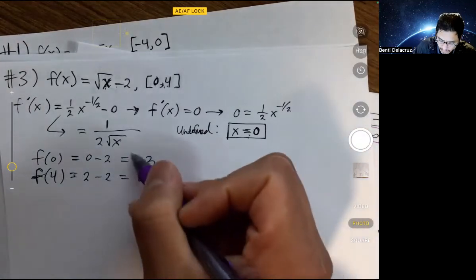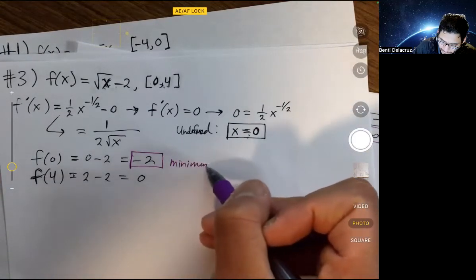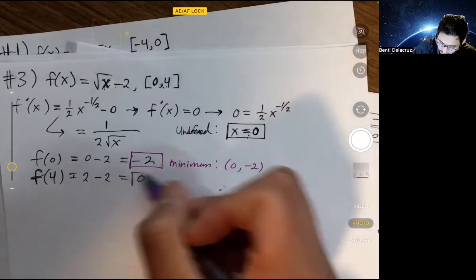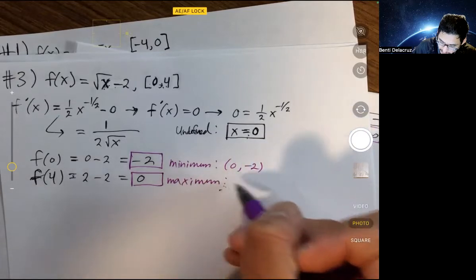And so then this will be your minimum. Your minimum will be at (0, -2). And this will be your maximum. The maximum will be at (4, 0).